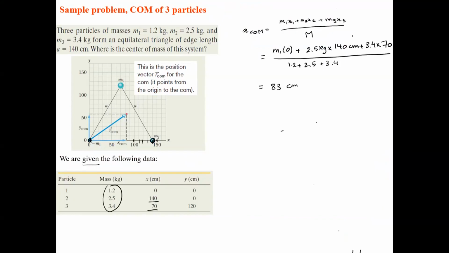I left these coordinates in centimeters, and then I will get my final answer in centimeters, which is preferable. I'm trying to find the position of the center of mass. It's convenient to have it in the same unit as the constituent points.